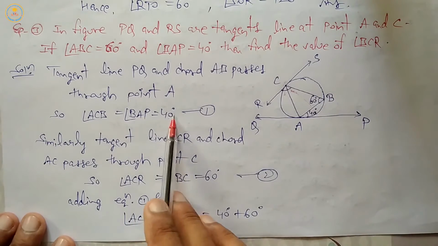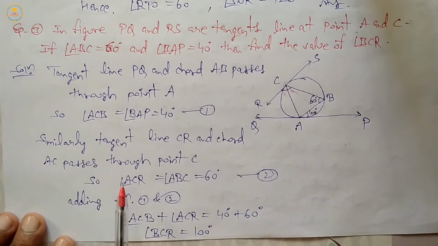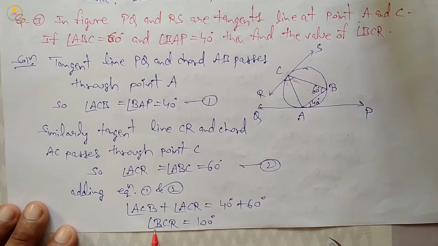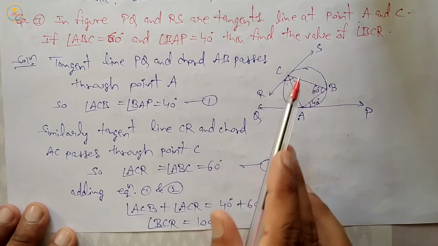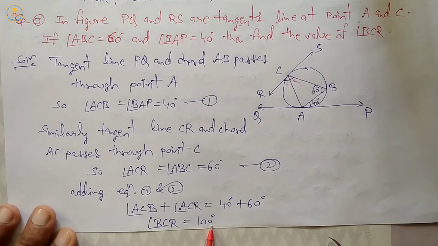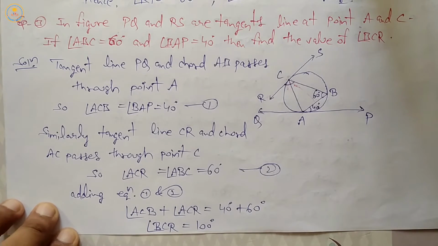Adding equation first and second, ACB plus ACR means BCR, and BCR is 40 plus 60, which means 100 degrees. So the value of BCR is 100 degrees. That is the answer.